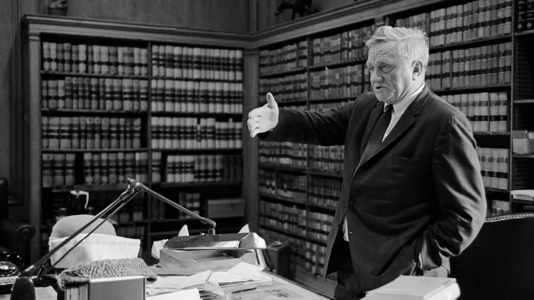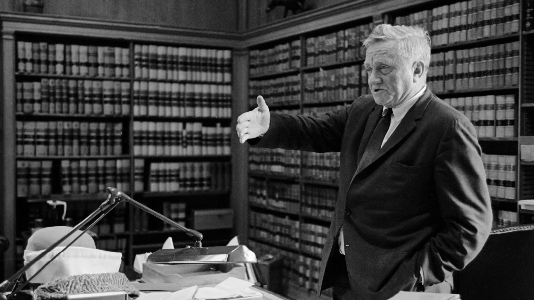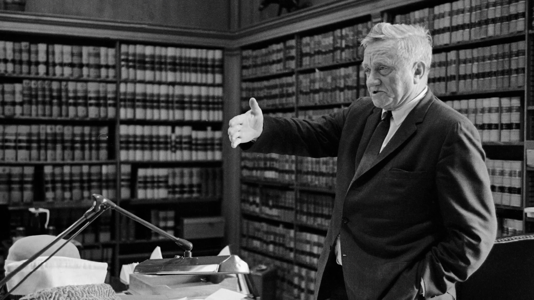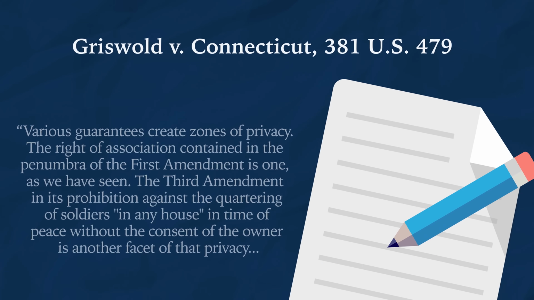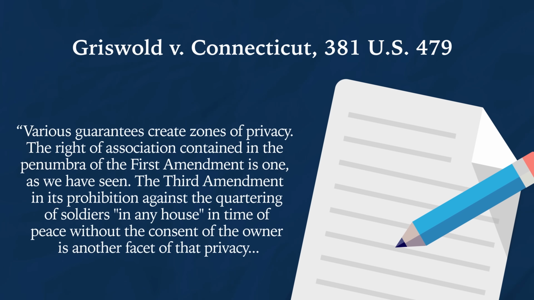Now, in that case, after reviewing a line of cases in which the Supreme Court identified rights not explicitly enumerated in the Constitution, Justice Douglas argued that the court could infer a right to privacy by looking at zones of privacy protected by other parts of the Constitution in overlapping protections. Quote, "Various guarantees create zones of privacy. The right of association contained in the penumbra of the First Amendment is one, as we have seen. The Third Amendment in its prohibition against quartering of soldiers in any house in time of peace without the consent of the owner is another facet of that privacy.